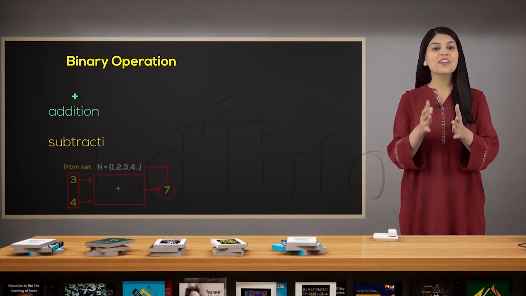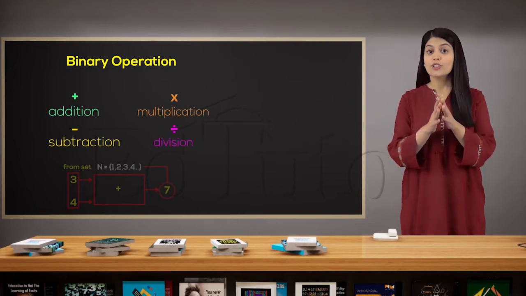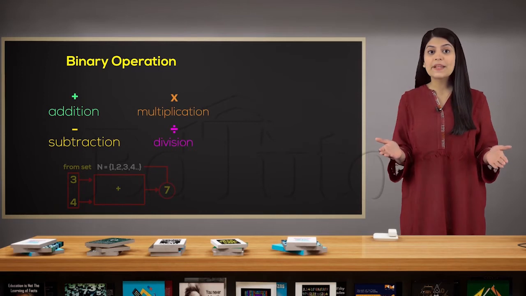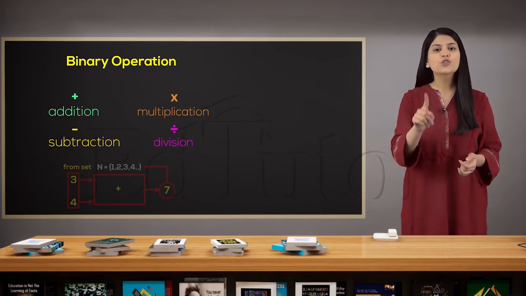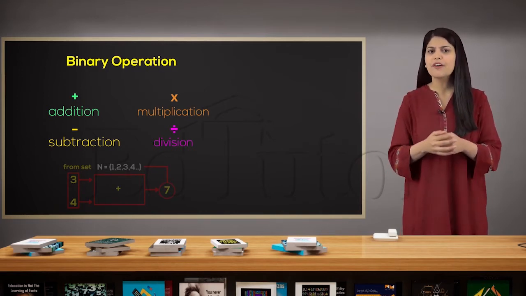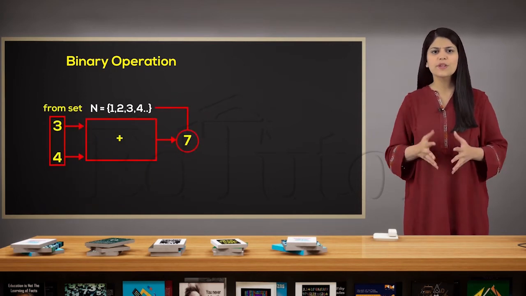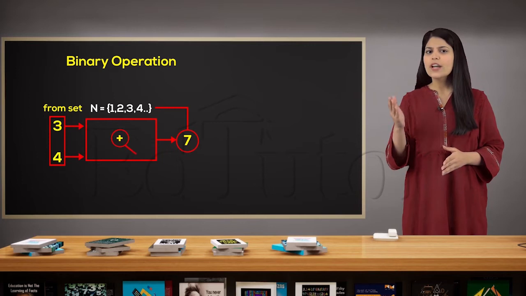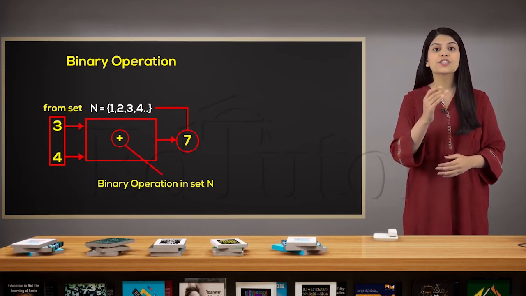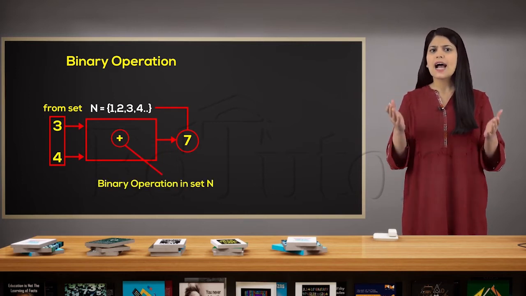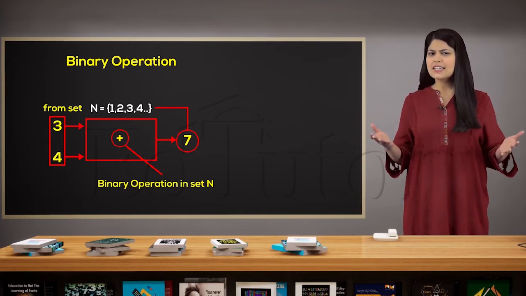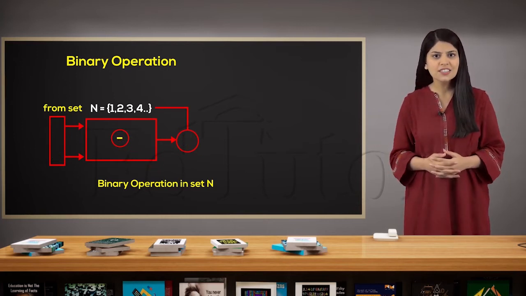That brings us to another crucial point. Not all the 4 operations, addition, subtraction, multiplication and division, hold true as binary operations for every set. What do we mean? Take the natural numbers again. We saw addition was a binary operation for this set because the output belonged to the same set as the inputs. Does the same hold true for subtraction?